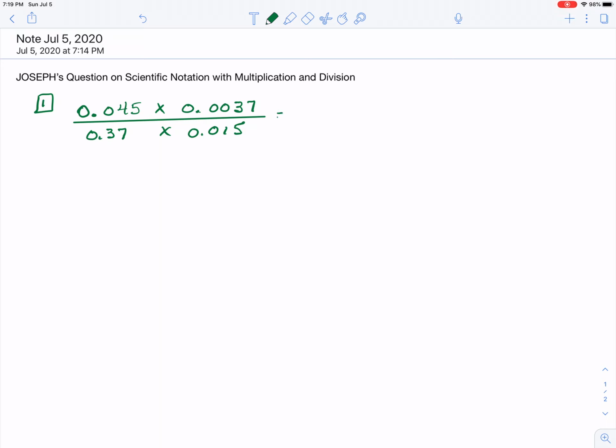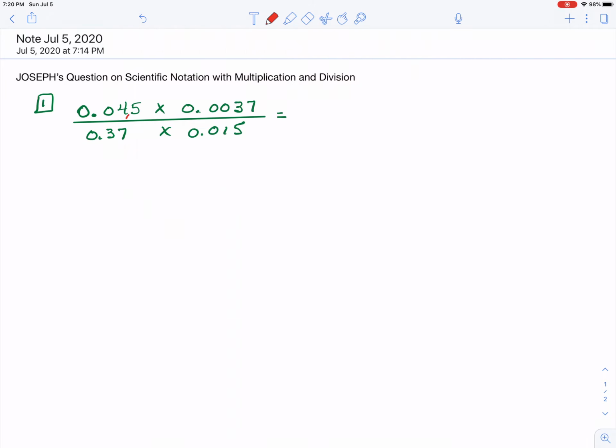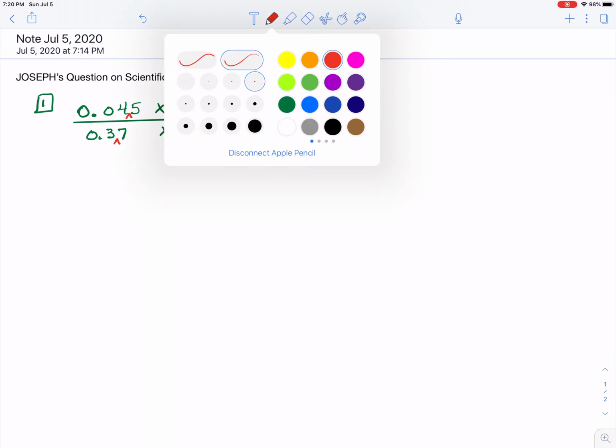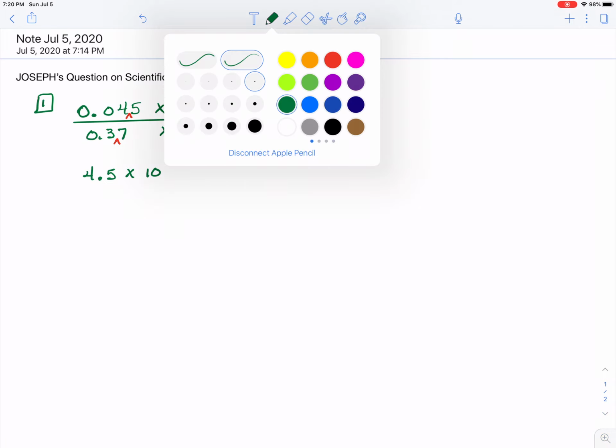So the first thing I'm going to do is to write them in scientific notation, which of course you'll remember means you want to go into each of these and position the decimal point so that you have a single non-zero digit appearing before the decimal point. All right, so when I convert to scientific notation, this is going to be 4.5 times 10 to the negative 2.